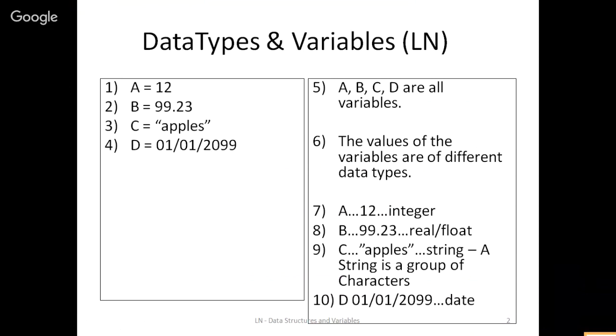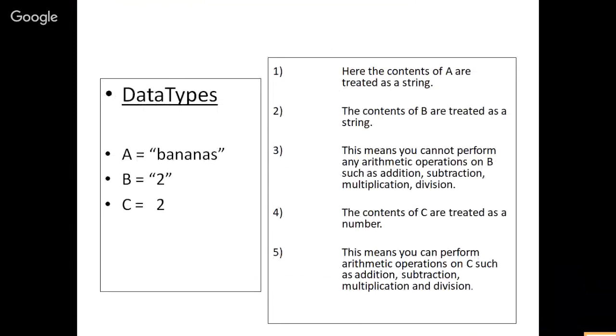Remember, a string is a group of characters, and the convention is that strings are in quotation marks. And D is date. Just for the sake of completeness, I put D, date. And so make sure you understand what these data types are about. Now, here we have some data variables. A equals "bananas", and bananas is a string.